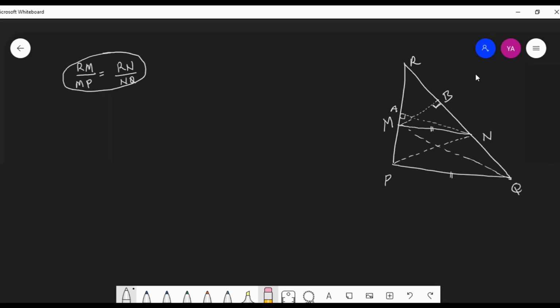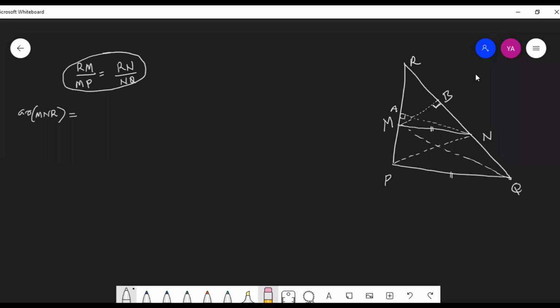Now, using the area of a triangle, we want to write some of the areas. My first question: what is the area of triangle MNR? In short, we can write the area of triangle MNR like this. What will come? Area of triangle MNR is area of triangle AMN plus.